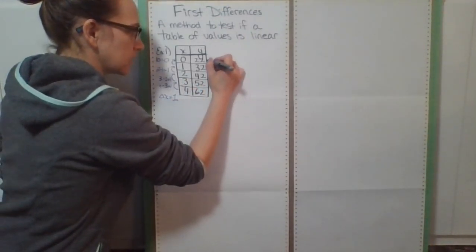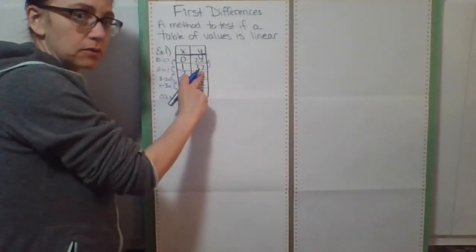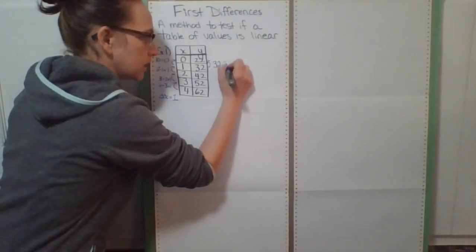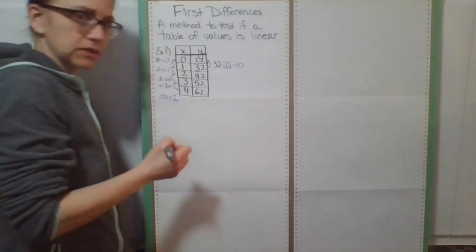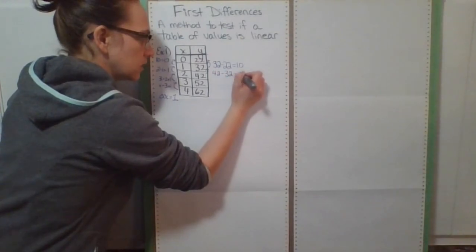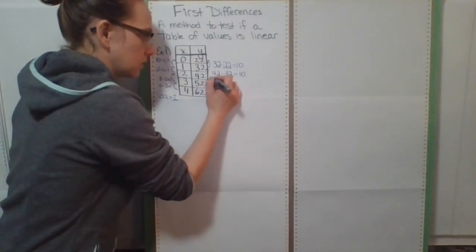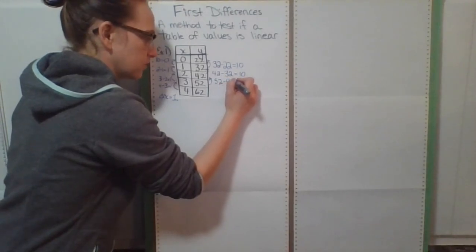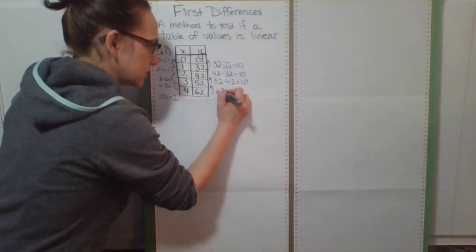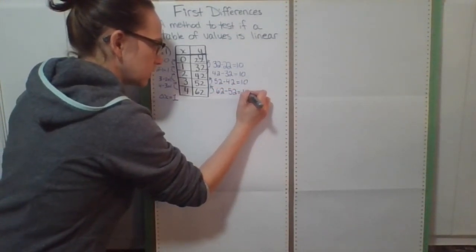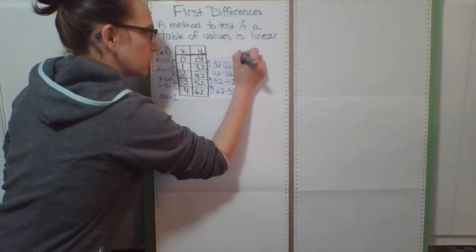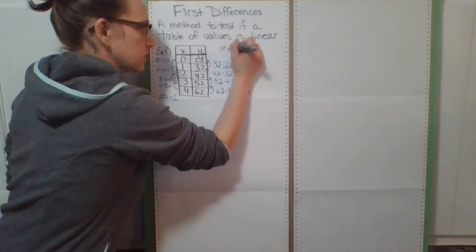We're going to calculate our first differences, you take the bottom number minus the one above it. So first 32 minus 22 equals 10. 42 minus 32 equals 10. 52 minus 42 equals 10. And 62 minus 52 equals 10. So because my y went up by the same amount, so there's my change in y, these are my first differences.